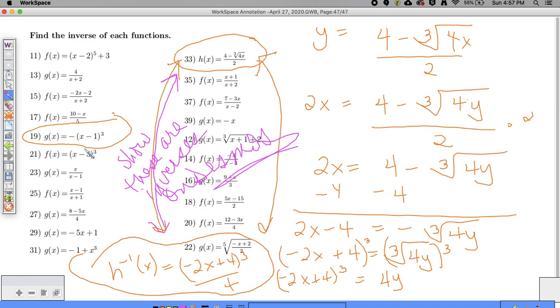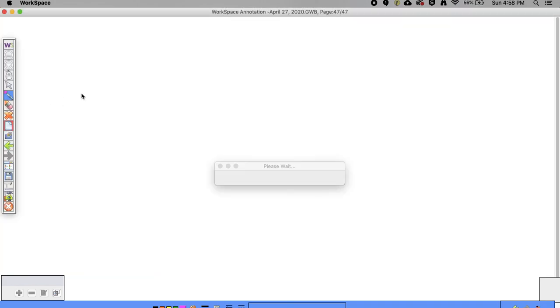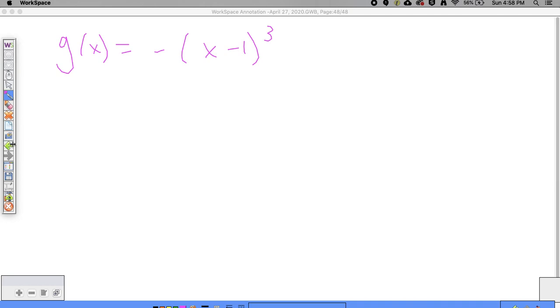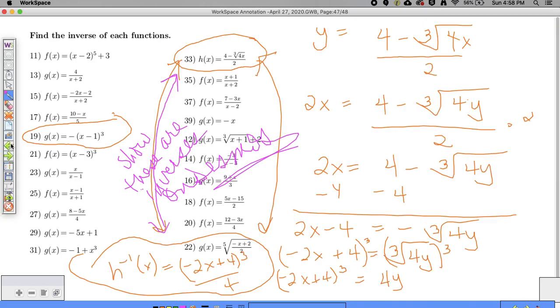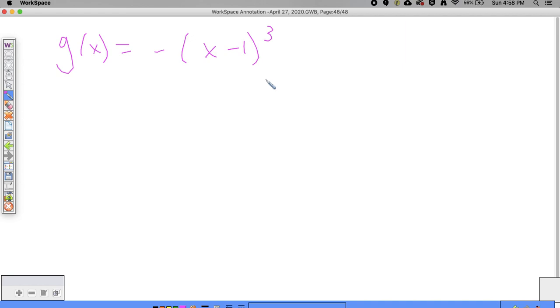So now we're going to take this guy over here and find his inverse. So we have g of x is equal to negative x minus 1 cubed. I'm just going to go back and confirm that because that would just be annoying. Yes, it is. Okay, so again, remember, this is your y. This is the same thing as y, so we can switch x with y to find our inverse.